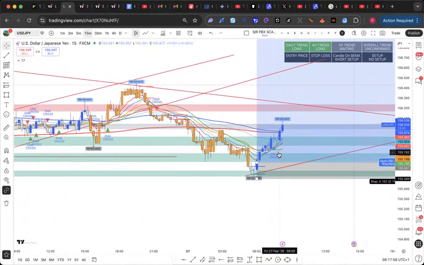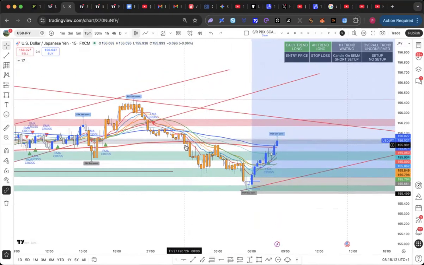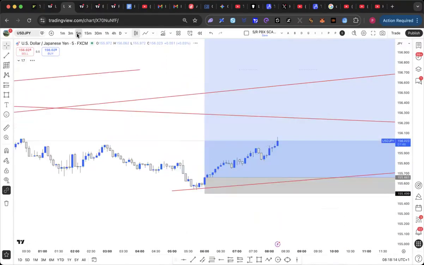Oh, he has said you should go MA cross. MA cross has happened here. Okay, you now enter here. Look at it. This is the candle that shows MA cross. MA cross has entered. You now enter here and put stop loss here. Damn, very big stop loss. Oh, let me go to 5 minutes.